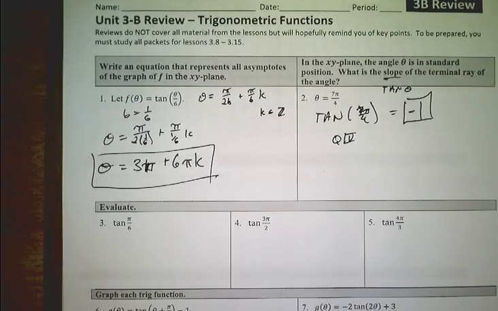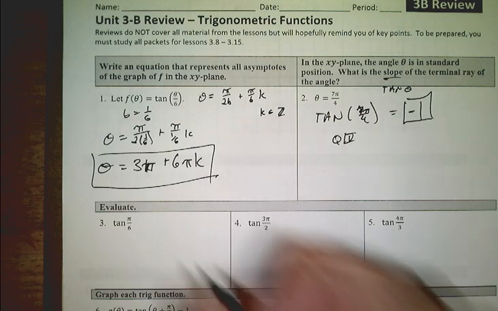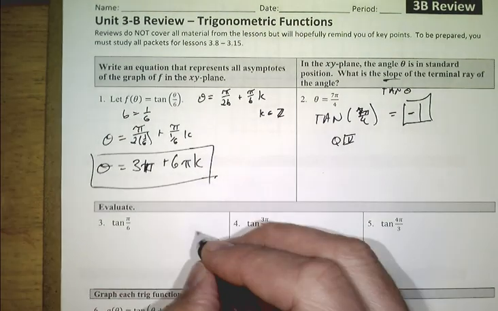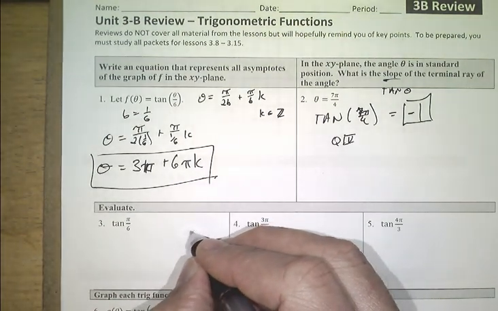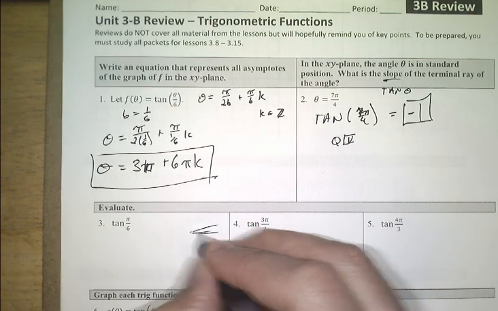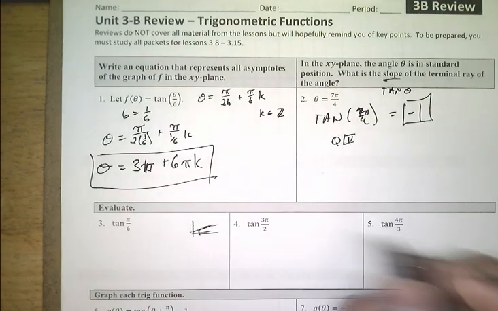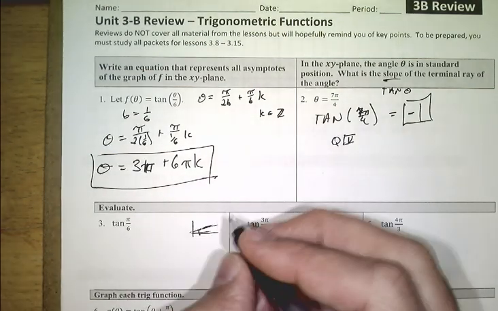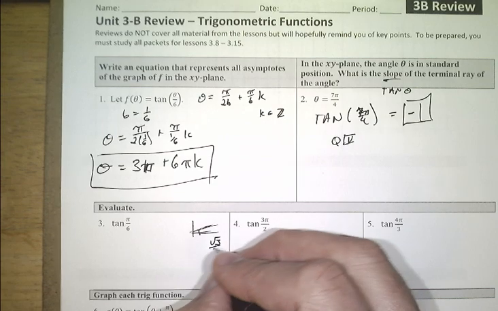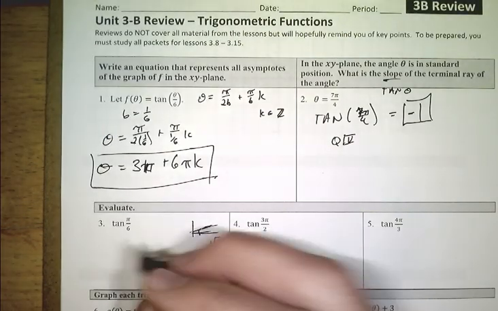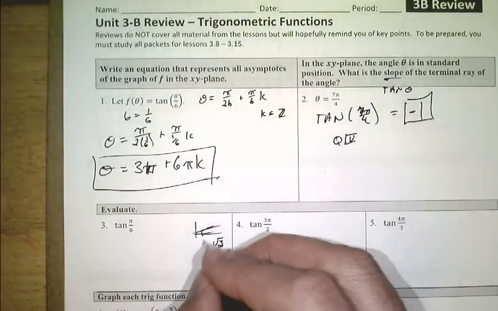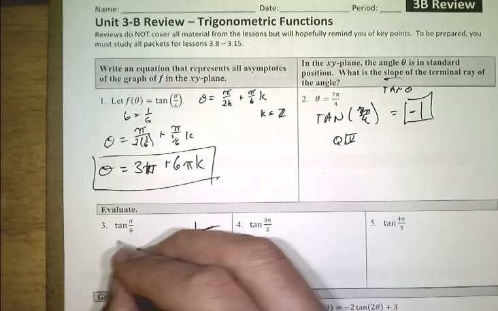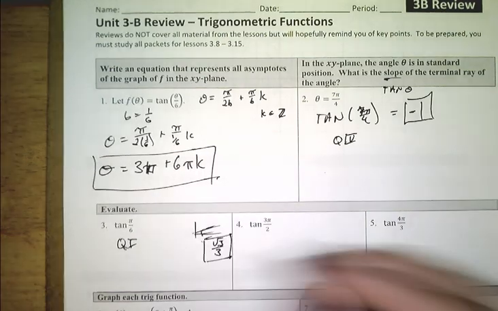Right down here, evaluate what is tangent of pi over 6. So pi over 6 is the one closer to the x-axis right here. So that is the pi over 6. And tangent of that angle is √3 over 3, 1/3 of √3. So that is going to be our answer. And we are in quadrant 1, so it is positive.